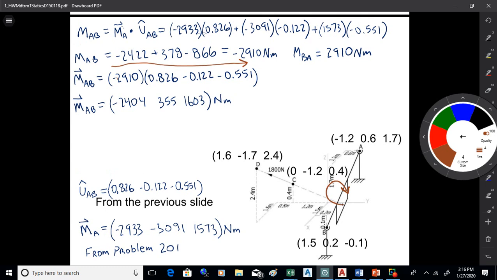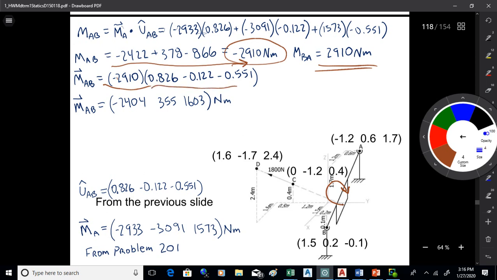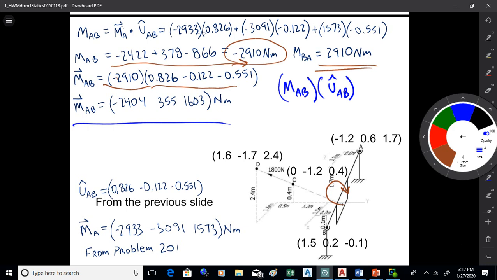Now, if I want a vector form of that, because what I just found is a magnitude, 2,910 newton meters, I just take the 2,910 newton meters and keep the sign, because this is for AB, it's a negative for AB. Then I just multiply that through the unit vector for AB. So I'm taking M_AB times the unit vector that goes from A to B, and what I get then is a moment vector. So I can get both forms of the answer there.